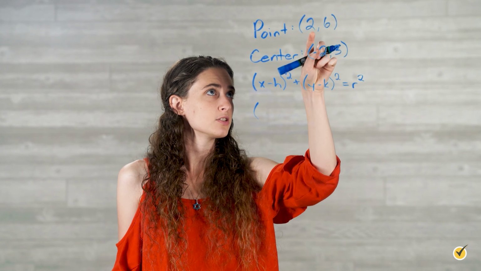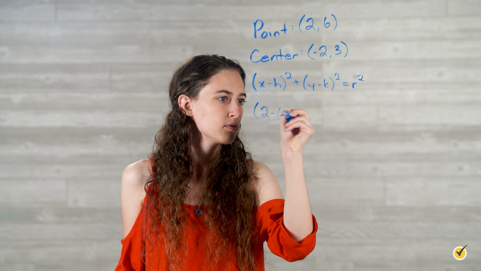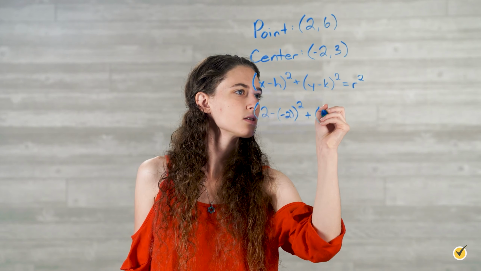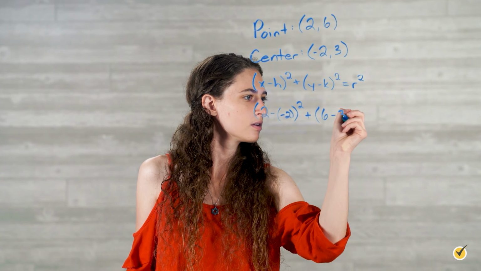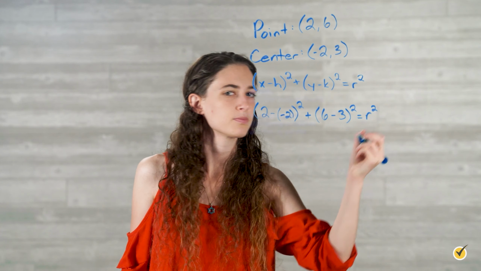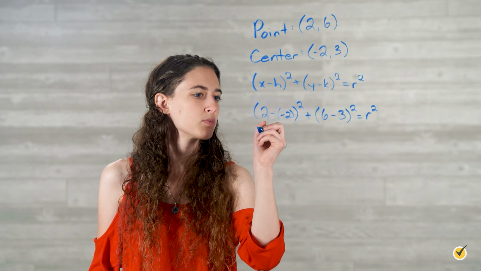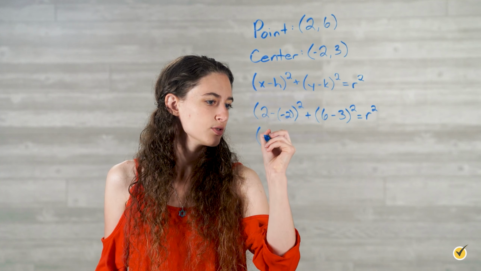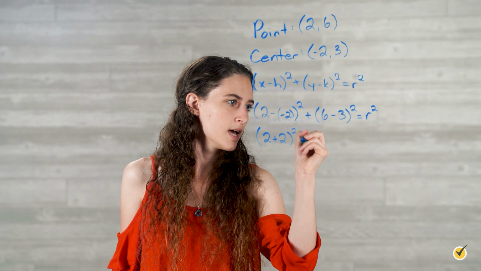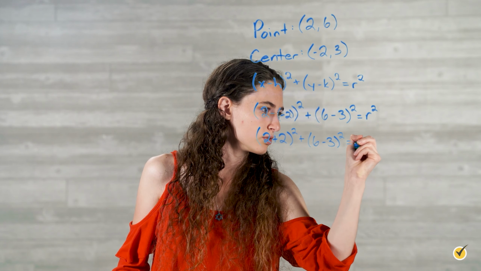So x is going to be 2, minus h is -2, squared, plus y is 6 minus 3, squared, and we're not given r, so it equals r squared. We deal with our subtracting a negative problem to get this. 2 minus -2 is the same as 2 plus 2. So we just replace that minus a negative with a plus sign, and then everything else stays the same. (6 - 3)² = r².